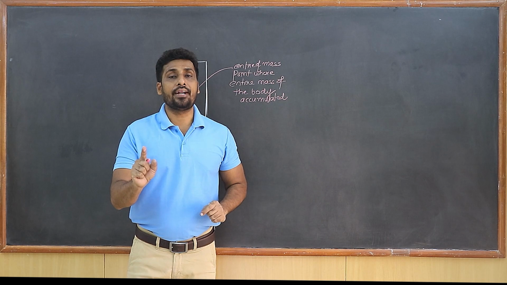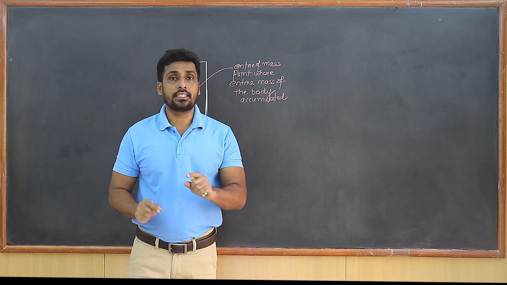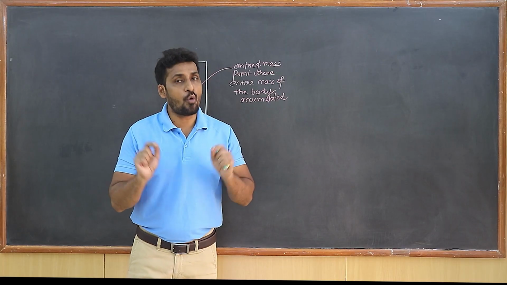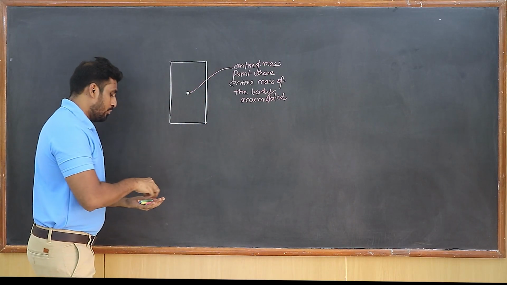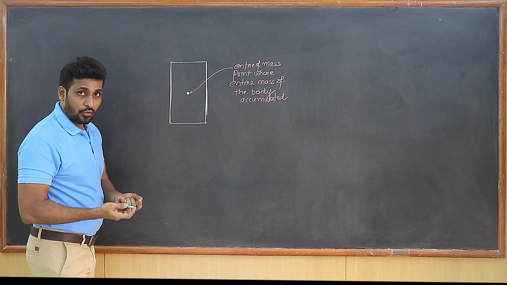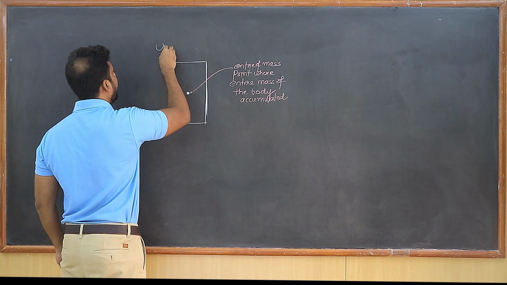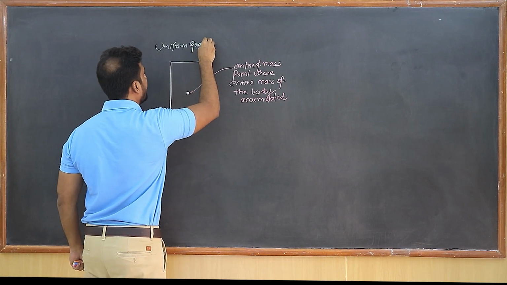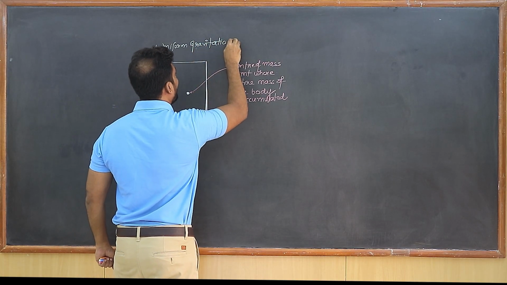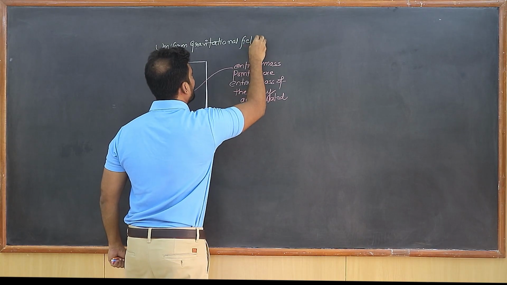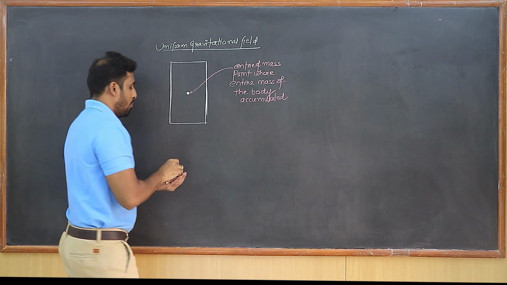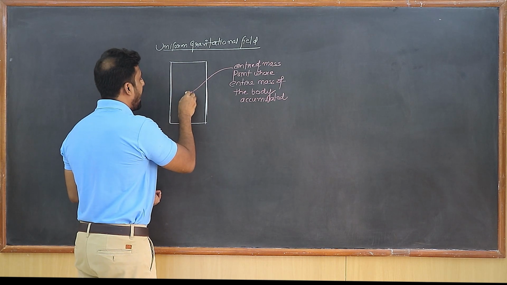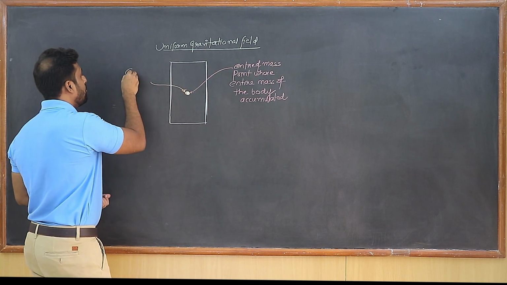If you keep the gravitational field uniform, then you can say that the center of mass and center of gravity are one and the same point. Students, here I am telling you that the gravitational field is kept uniform. So here I am going to write uniform gravitational field. When the gravitational field is uniform, at that time you will get the center of gravity and center of mass at the same point.